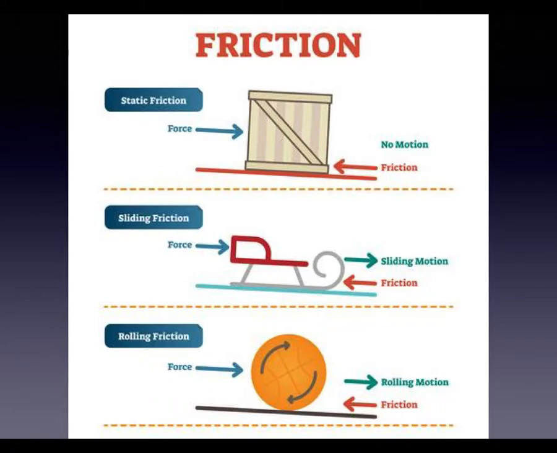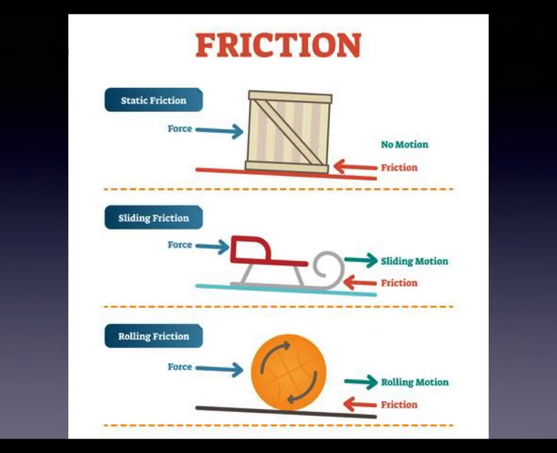All right, so looking at this image, you'll notice that the first picture is showing static friction. So we have the box that's sitting on a ramp. There is a force that's pushing the box down, but friction is resisting that force. So we have a force that is acting in an opposite direction, so it results in no motion.